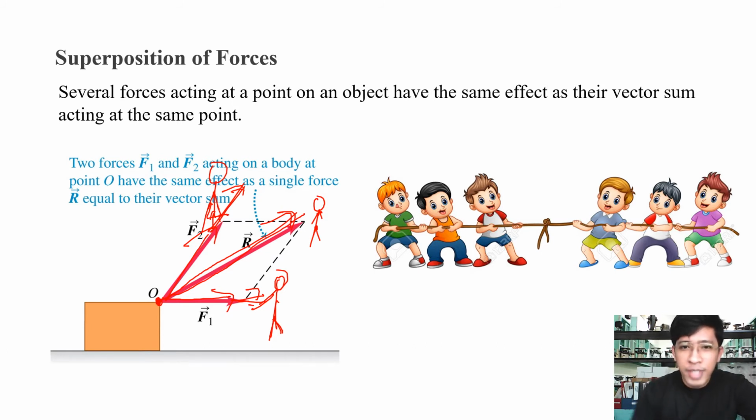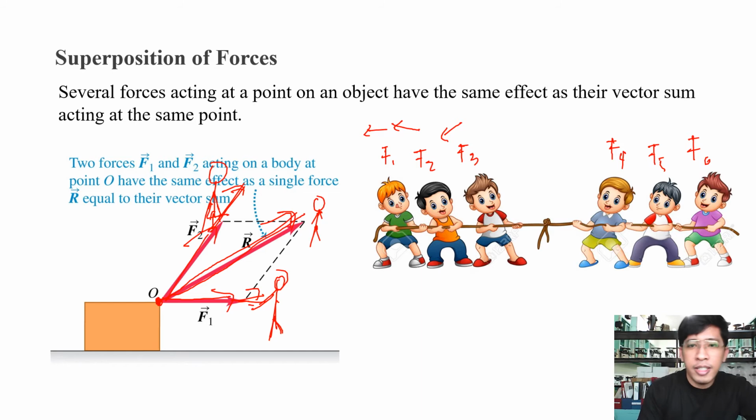A classic example is tug of war. Here you have 6 forces, right? Let's say you have F1, F2, F3, F4, F5, and F6. And of course, these forces are in different directions. Let's say one is pulling there, and the other is pulling a little there, and another a little there. Someone is pulling around there, and someone is pulling around that direction.